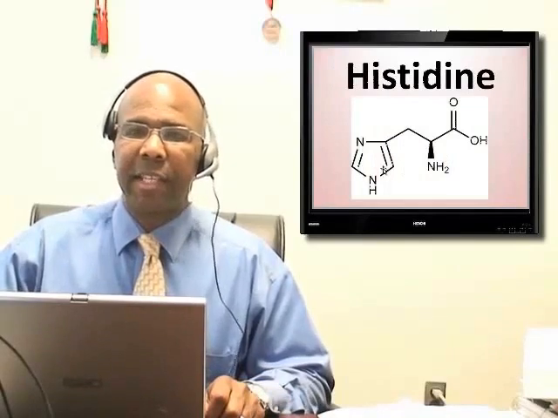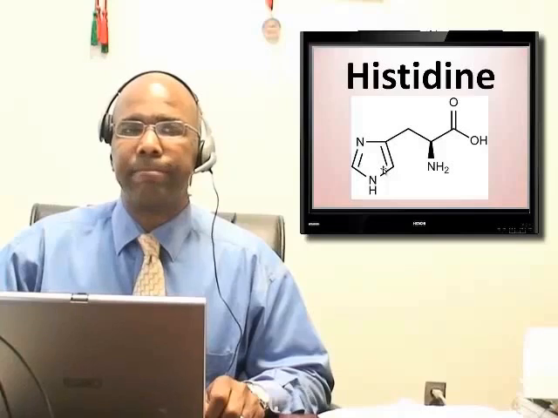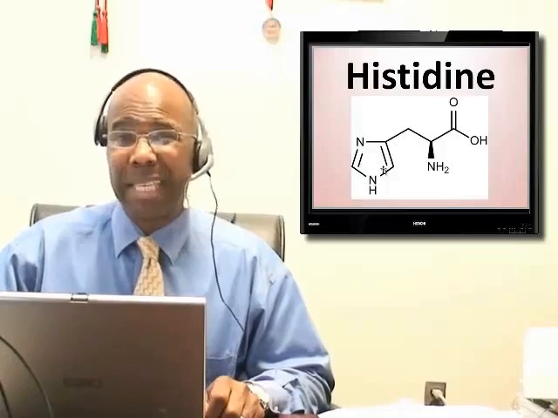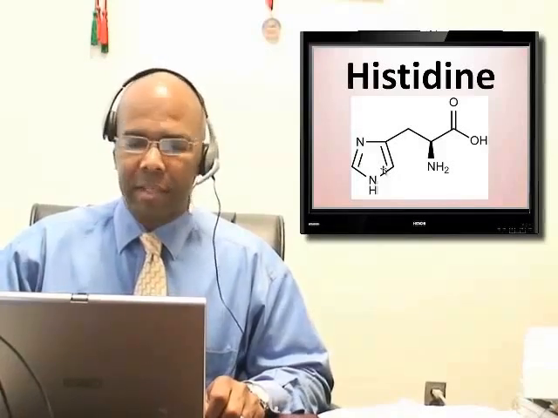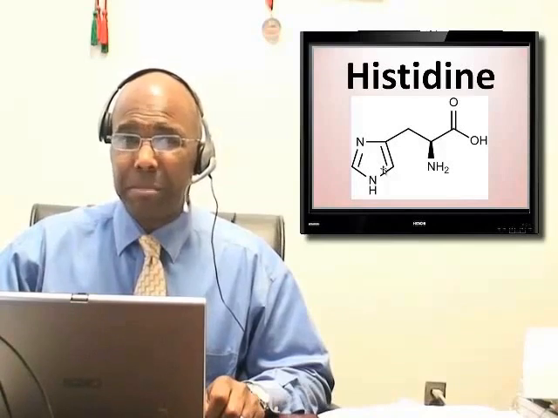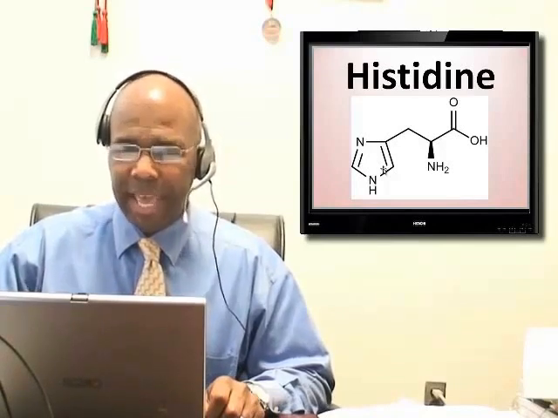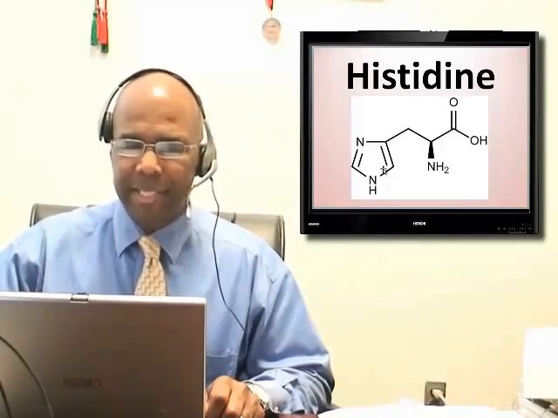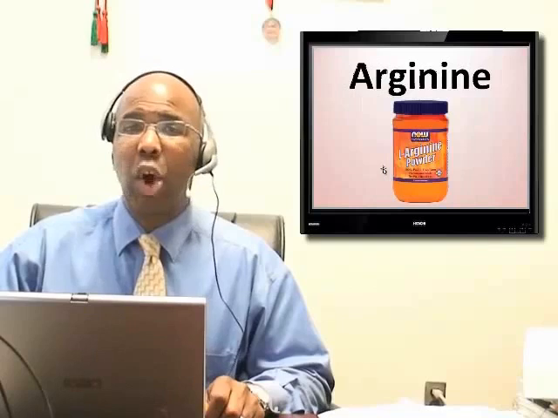The next amino acid is going to be histidine. And the amino acid histidine is involved in the production of histamine. They sound alike. And so histidine has this imidazole ring in it. And we'll learn what an imidazole ring is. And the last of our hydrophilic amino acids is the amino acid arginine.